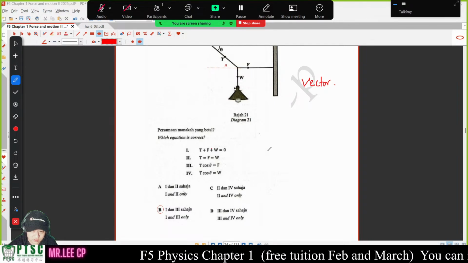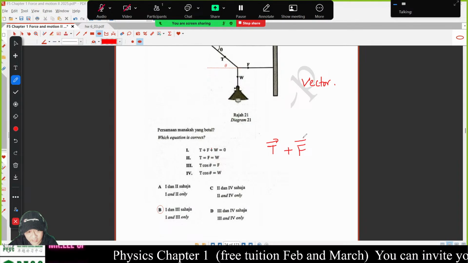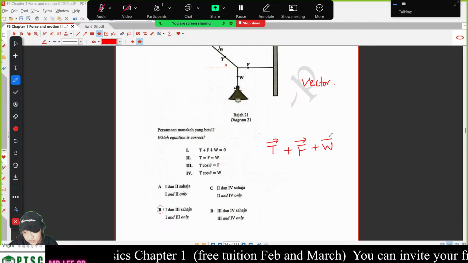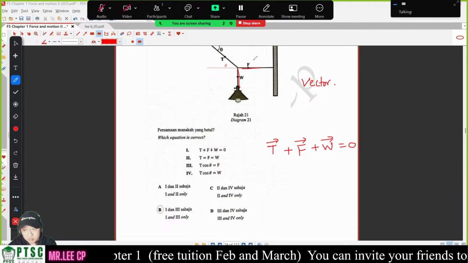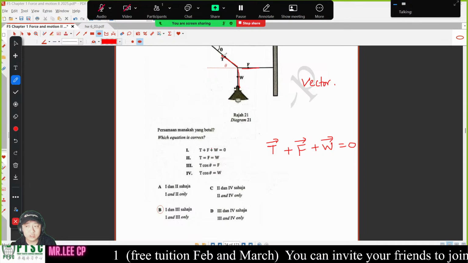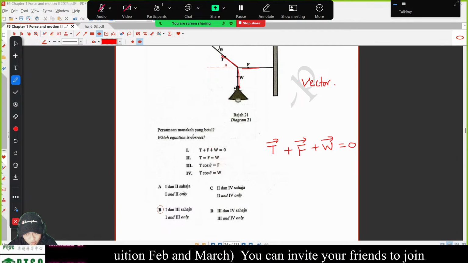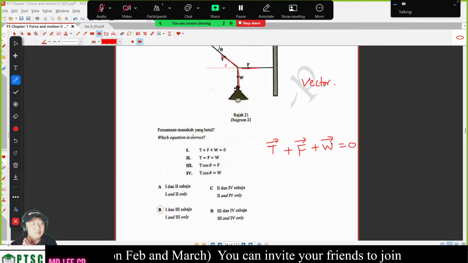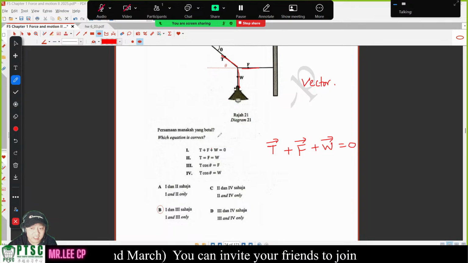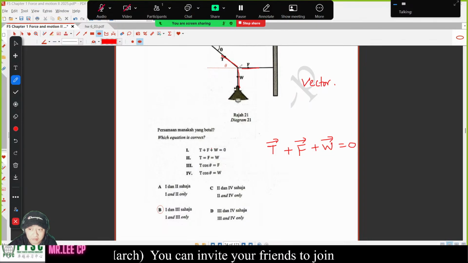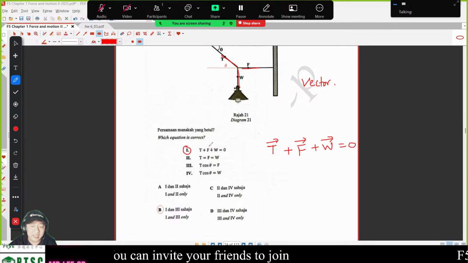If they write it this way, vector T plus vector F plus vector W, it is 0, meaning equilibrium. So put this here, this here, and this here, meaning it is correct. But this one doesn't have a symbol. So with no symbol, we think it is a magnitude only. But in vector, this one is correct because vector has direction. Vector has this direction and this direction and this direction. You learn vector, so number 1 can, if you have this.